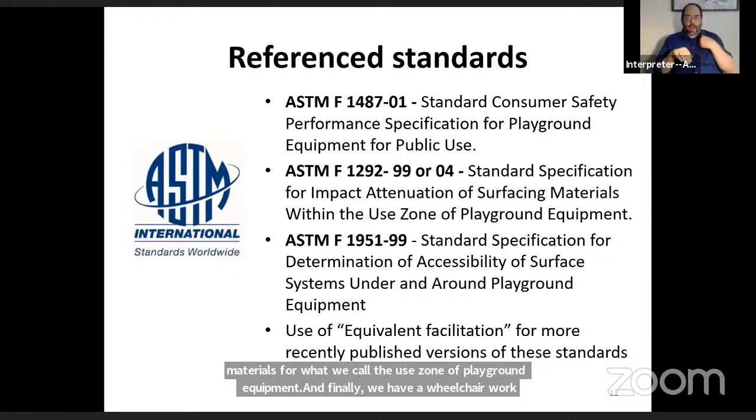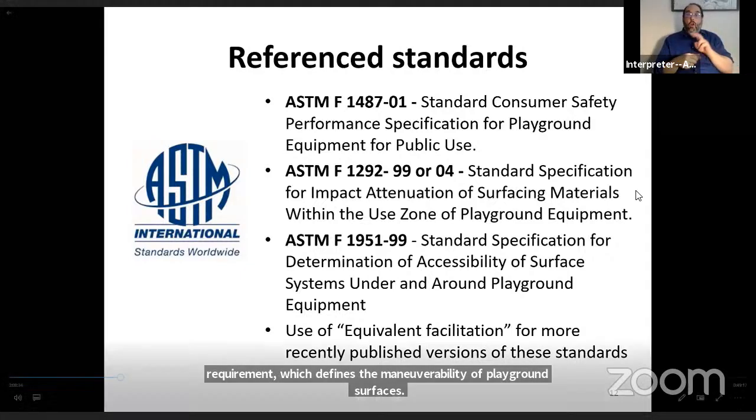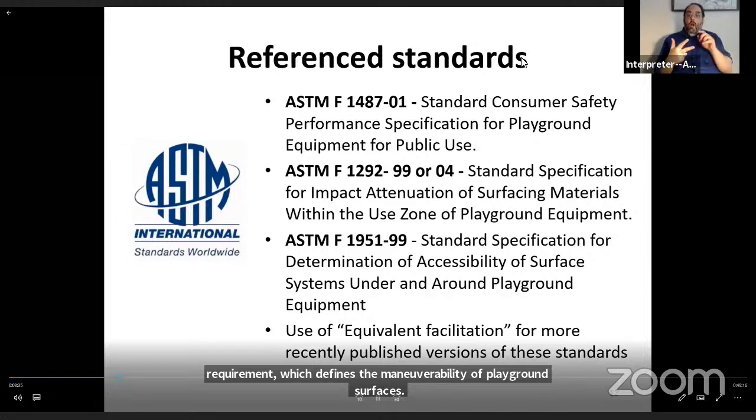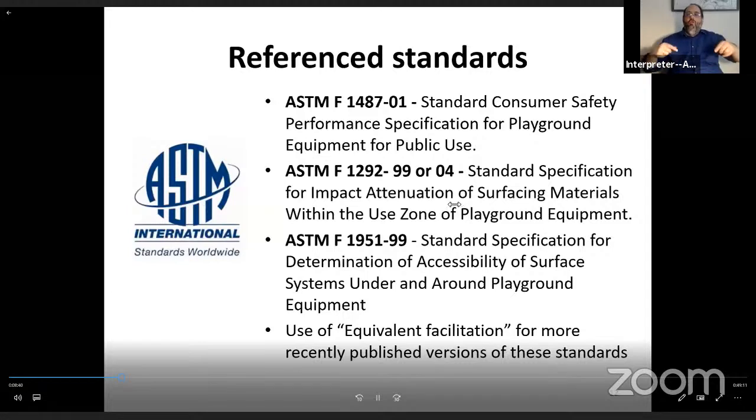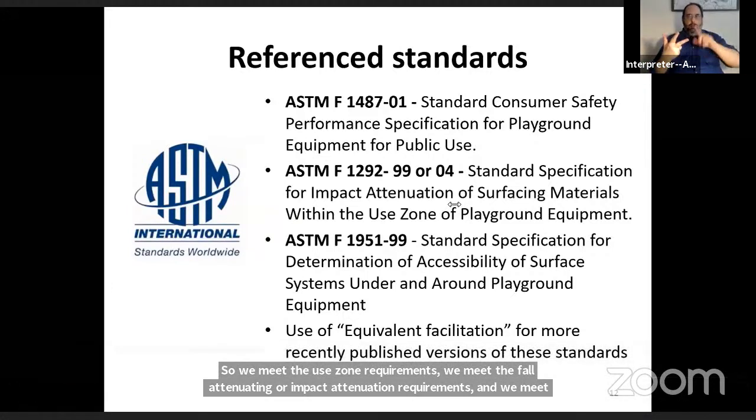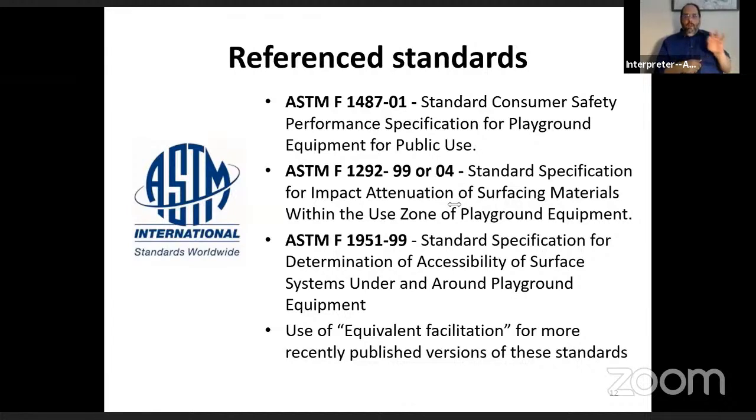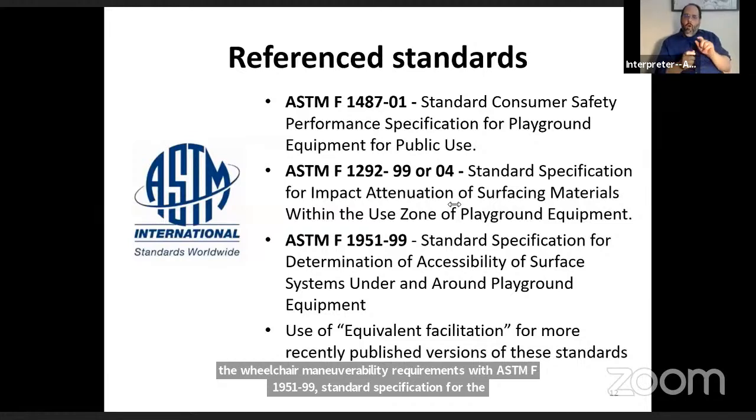So we meet the use zone requirements, we meet the fall attenuating or impact attenuation requirements, and we meet the wheelchair maneuverability requirements with ASTM F1951-99, standard specification for the determination of accessibility of surface systems under and around playground equipment.